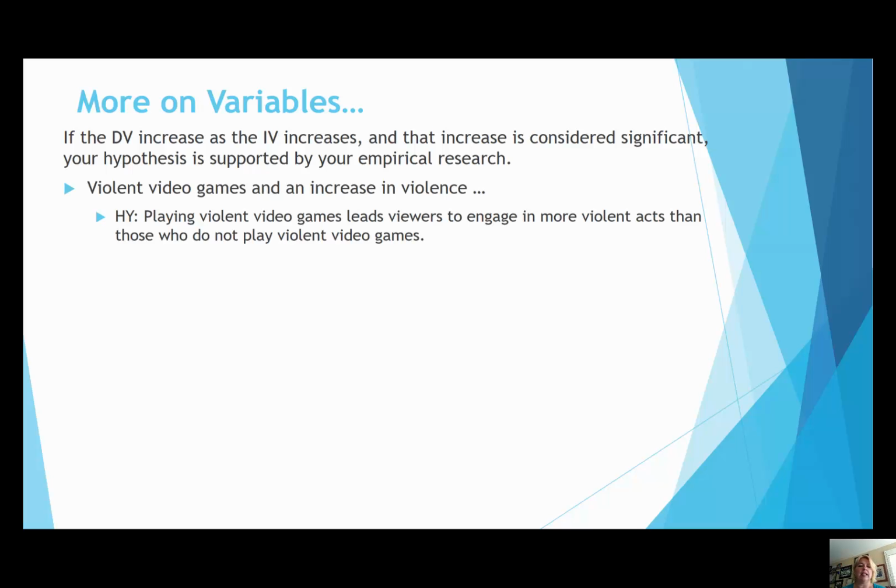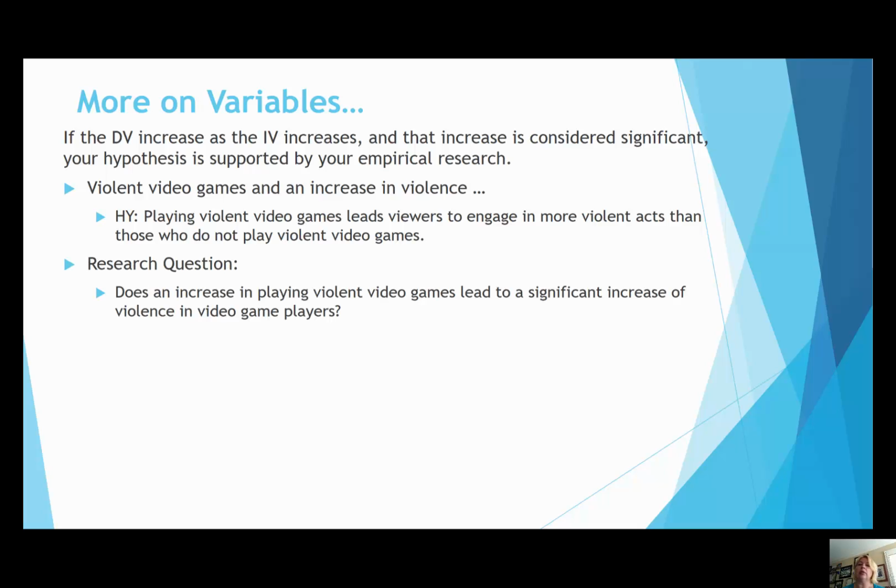Violent video games and an increase in violence is our next example. So our hypothesis is playing violent video games leads viewers to engage in more violent acts than those who do not play violent video games. That's our hypothesis, so we need a research question. Does an increase in playing violent video games lead to a significant increase of violence in video game players? Do those who play violent video games engage in violent acts more than those who do not play violent video games? So what are the variables?